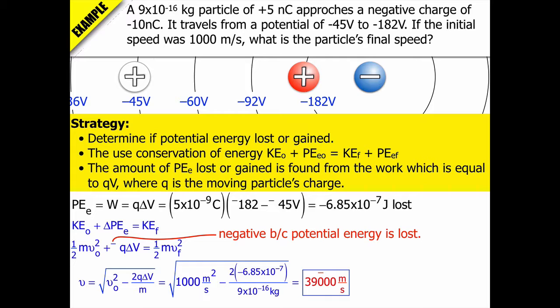Another way to look at this is I look at the original kinetic energy and then I just say, oh, well, the charge is either going to be attracted or repelled. If the charge is attracted, it's going to gain QV. If it's repelled, it's going to lose QV. So the initial kinetic energy plus or minus QV equals the final kinetic energy.